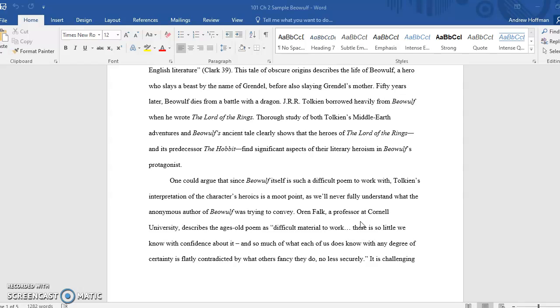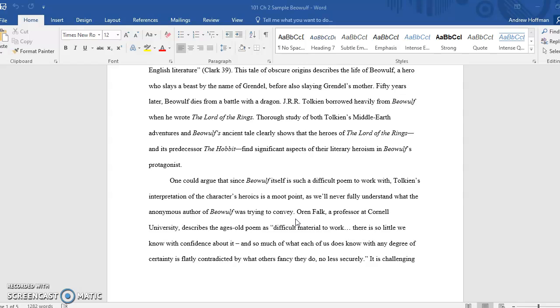What do we have also? We have the concession, the concession of the arguments against this. Are there any arguments opposed to this? Well, it might be how it's done, how it's put together. So let's see. One could argue, taking the other side, that since Beowulf itself is such a difficult poem to work with, Tolkien's interpretation of the character's heroics is a moot point, as we'll never fully understand what the anonymous author of Beowulf was trying to convey.